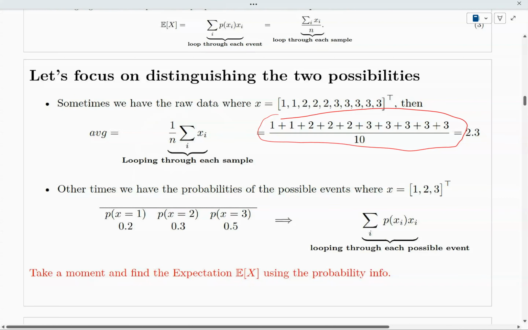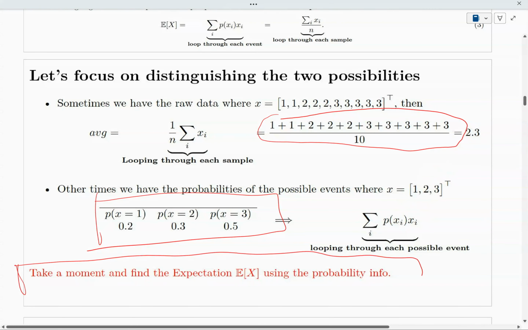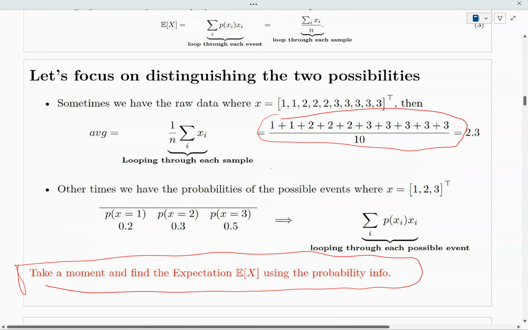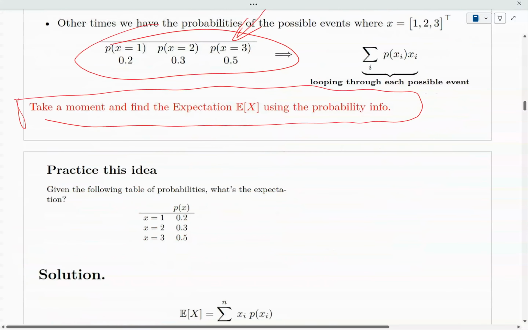And the other time, we have the events 1, 2, 3. And with these three events, we know the associated probability. Therefore, the equation to calculate the average is you loop through each event, 1, 2, 3, here, and then multiply by the associated probability. Okay, let's take a second, see if you can take a moment and calculate the expectation for this data set here. Okay, pause the video, we'll move on.